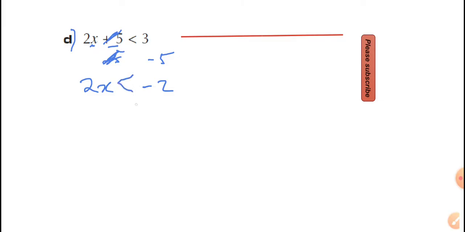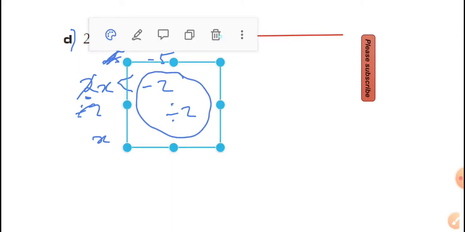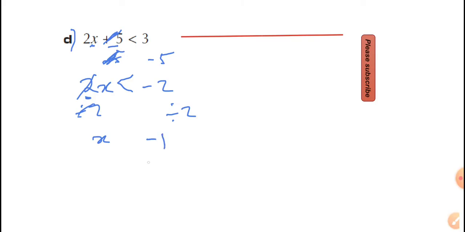And then just copy this sign. I haven't multiplied or divided by a negative number, so still copy the sign. Don't flip the sign. Finally, I'll have to divide both sides by 2 to get rid of this times 2. On the left hand side, the times 2 and the divide 2 cancel out, leaving just x. On the right hand side, minus 2 divided by 2 is negative 1. Then copy the sign down. So x has to be less than minus 1.